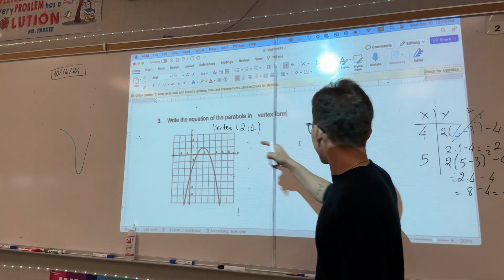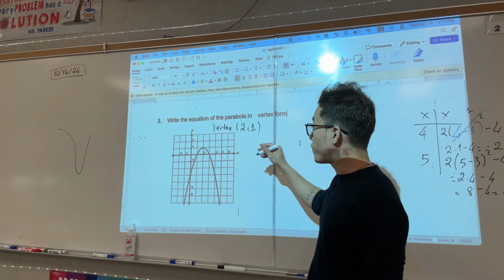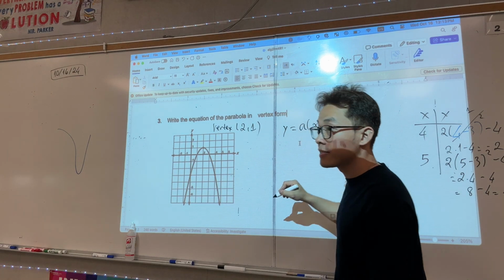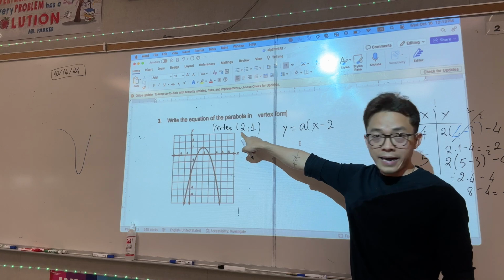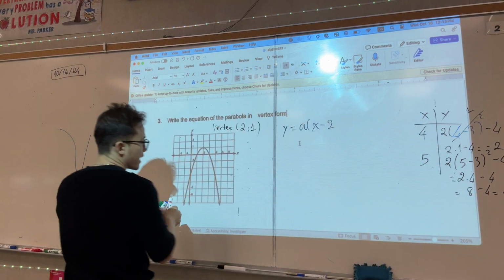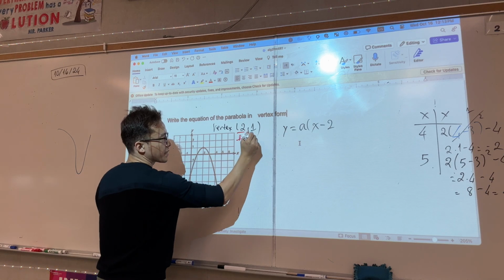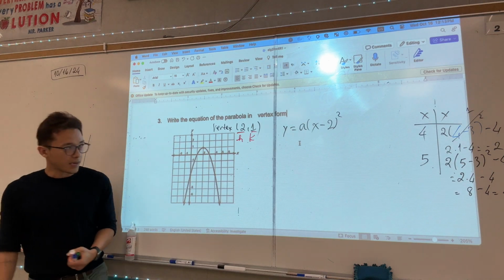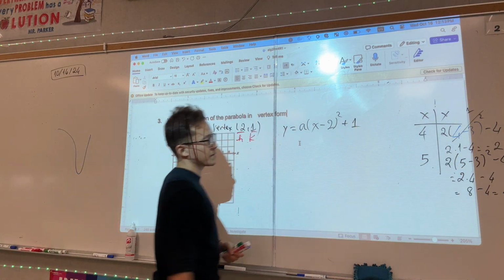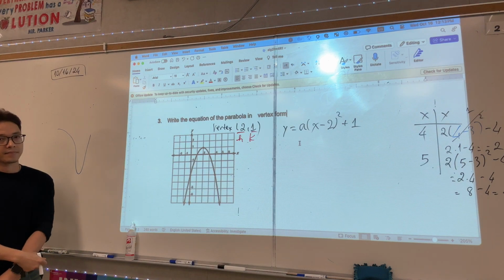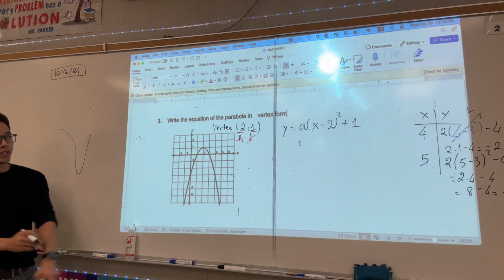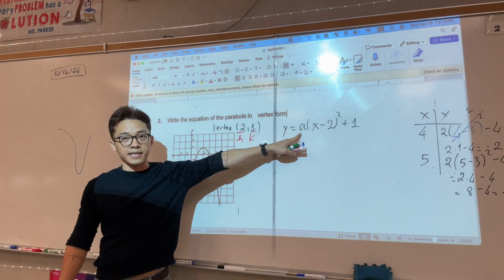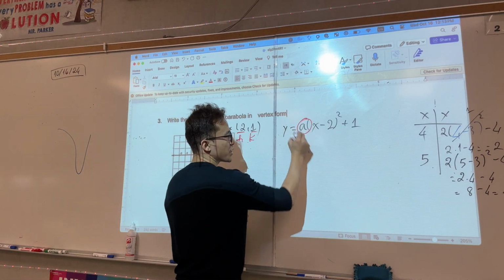Okay, 2, 1. Now, in the vertex form, if you know the vertex, you can write the vertex form already. y equals a times x minus 2. Remember, you need to minus the h, okay? This is h, this is k. This is h, and this is k. So minus 2 squared and plus 1. Yeah? And then you need to find a point. Because you need to find the a. This is the last piece of the puzzle, the last piece of information you need to find.